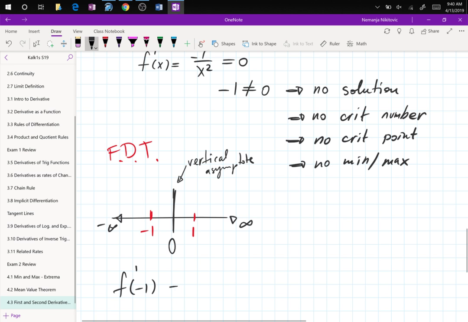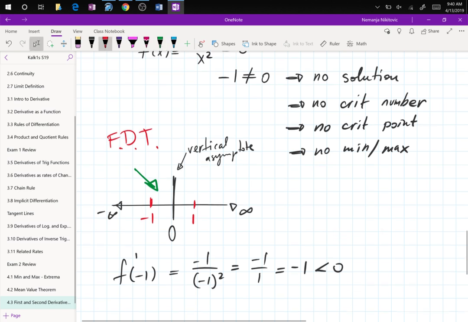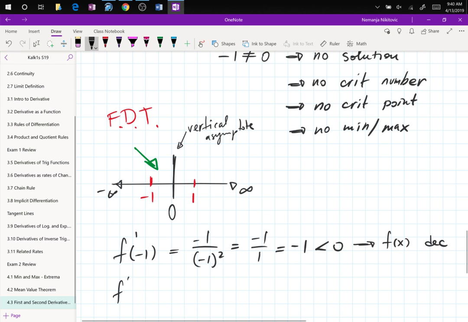So f prime of -1 is -1 over (-1) squared. You're plugging it into the first derivative, and what you get is -1 over 1, which is -1, which is less than 0, which is decrease. So this implies f of x is decreasing. Then we have f prime of 1, the other test point. -1 over 1 squared is still -1, still less than 0, which means that f of x is still decreasing. And we draw another green arrow.